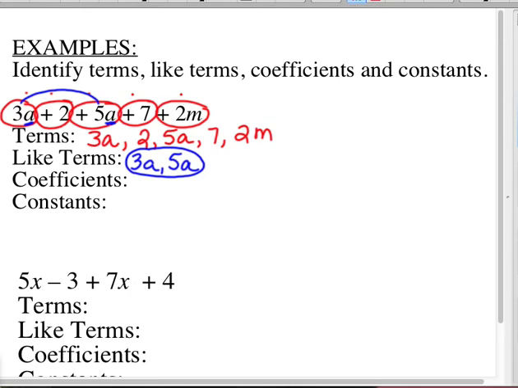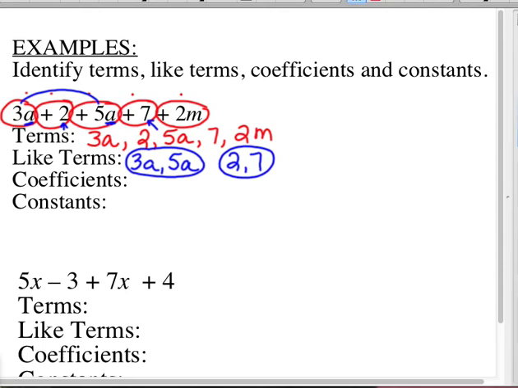Who else has a like term? Let's see. I see a 2 right here. He has no variable. And the 7 has no variable. They go together. So 2 belongs with 7. They're like terms. And then the last one I see over here that hasn't been partnered up is 2m.